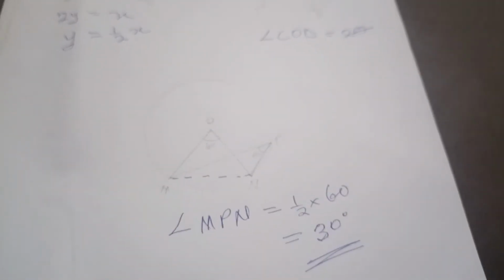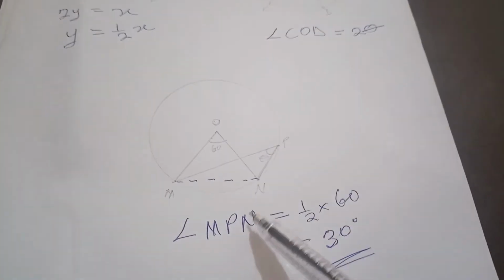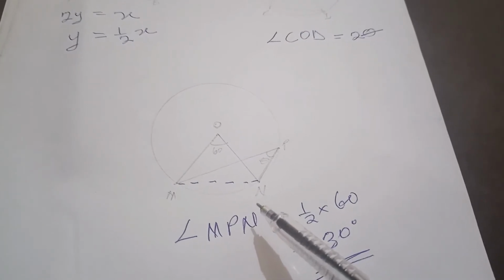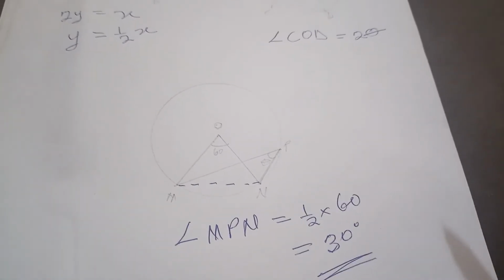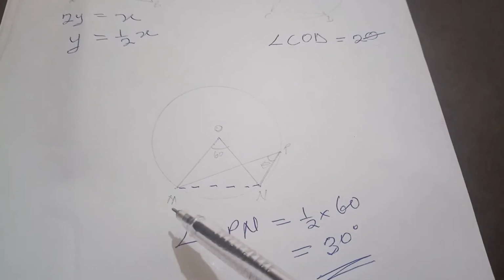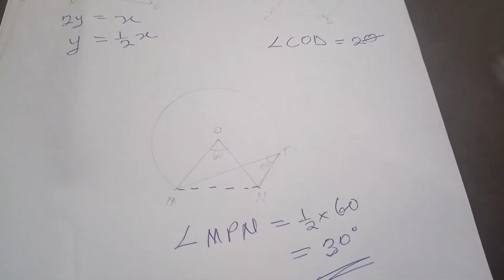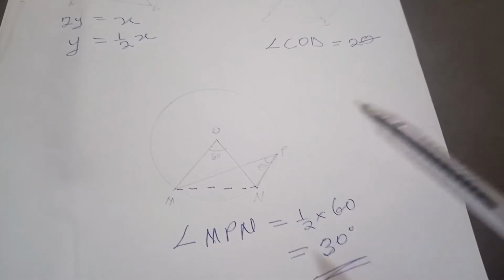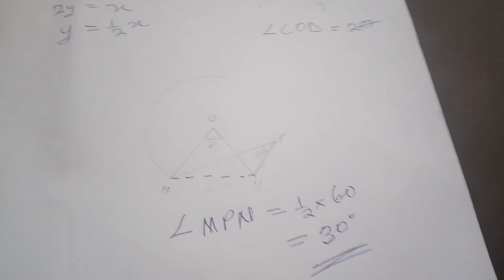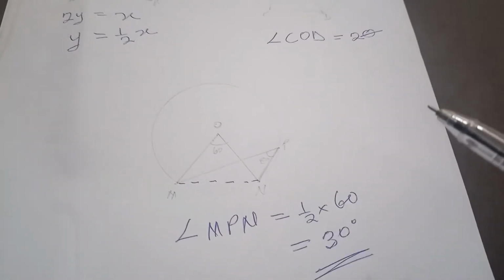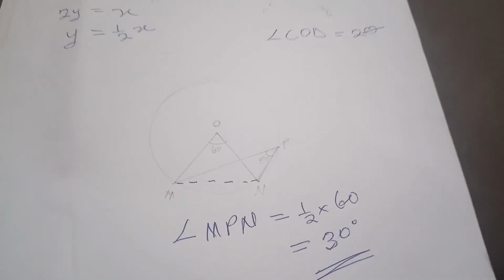This means that the angle MPN is 30 degrees because the angle MON is at the center of the circle and both of them are subtended by the same chord. So that is what the first theorem says.